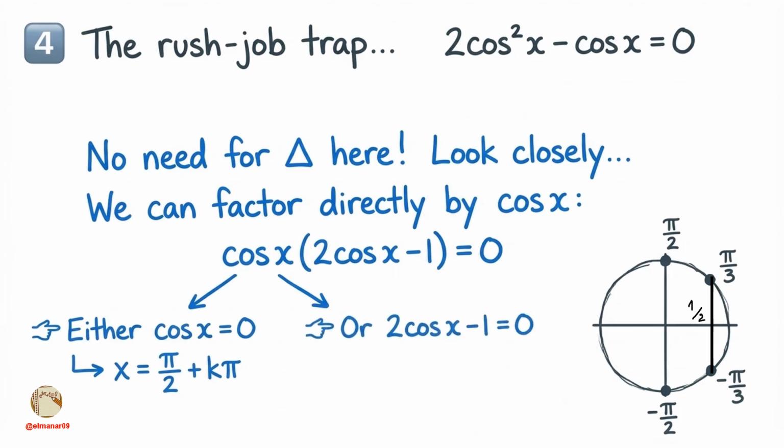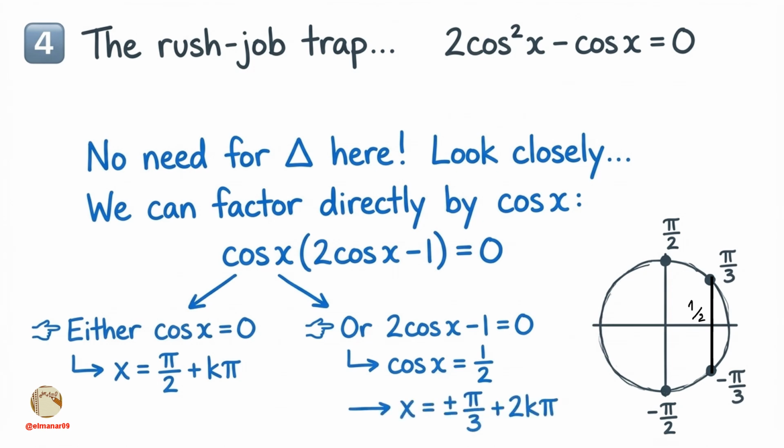Second case, the bracketed term equals 0, meaning 2 times cosine of x minus 1 equals 0. Moving the minus 1 to the other side gives 2 times cosine of x equals 1. Dividing by 2, we get cosine of x equals 1/2. Back to our circle. Where does cosine equal 1/2 on the x-axis? Excellent! At pi over 3 and its opposite, minus pi over 3.